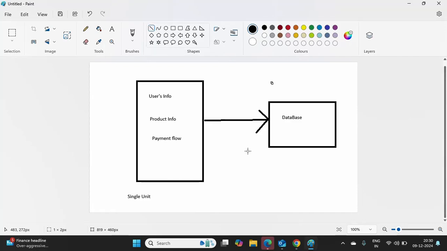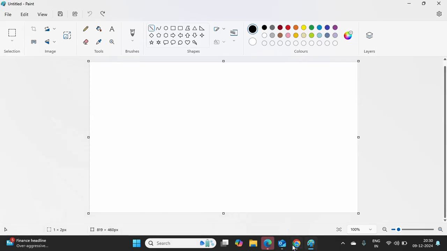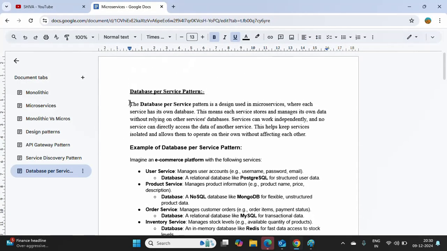Now we are going to discuss the database per service pattern. Let's assume you have three services. Let's read this definition. The database per service pattern is a design used in microservices where each service has its own database. That means, taking the example of the e-commerce site, you are going to have the user service, product service, order service, and inventory service. These services we are going to develop as three or four Spring Boot applications.